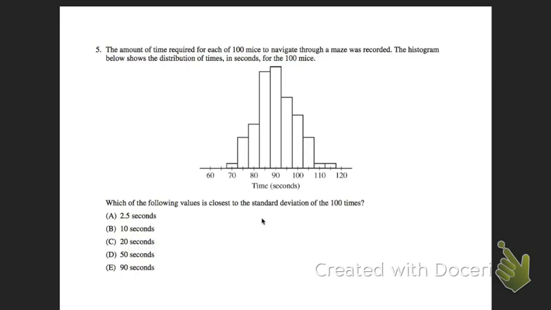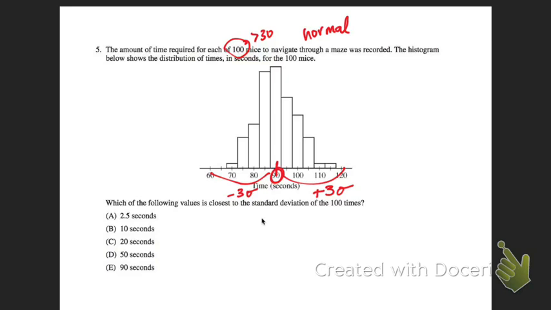Number 5, I think several people missed this because your sample size is 100, which since it's greater than 30, we can assume it is a normal distribution. And so that means the center point, which is around, I would say maybe 90, is about my mean. And then everything to the right and the left is about 3 standard deviations away.